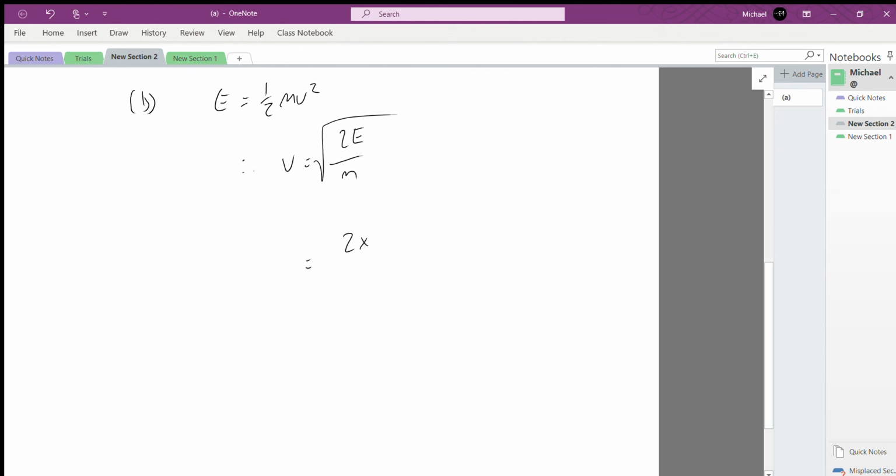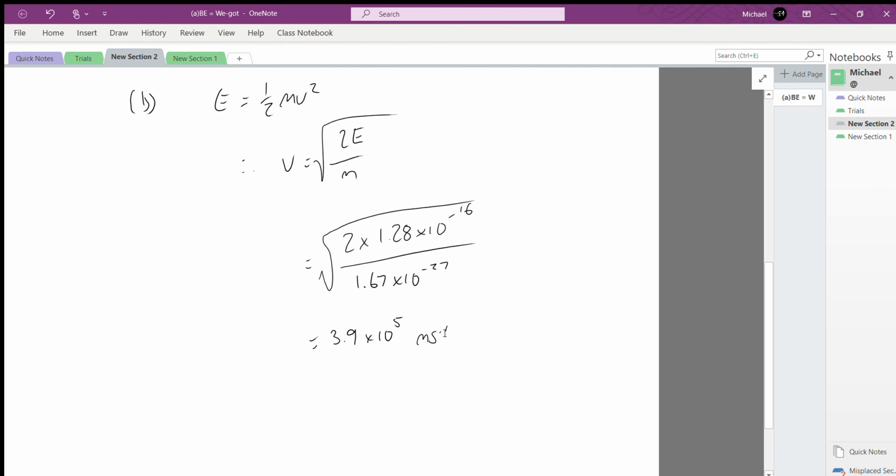2 times the value from before, which was 1.28 times 10 to the power of minus 16. The mass of a proton, 1.67 times 10 to the power of minus 27. Square root all of that. If we substitute that into our calculator, we get 3.9 times 10 to the power of 5 meters per second.